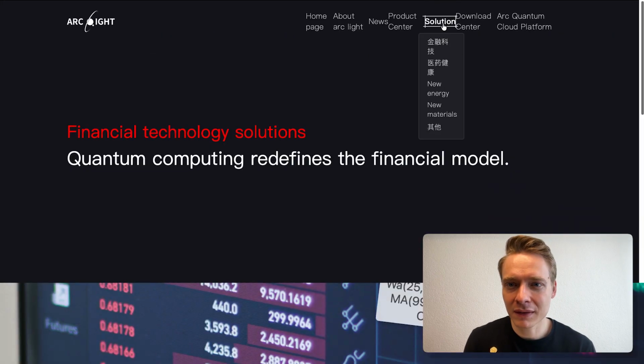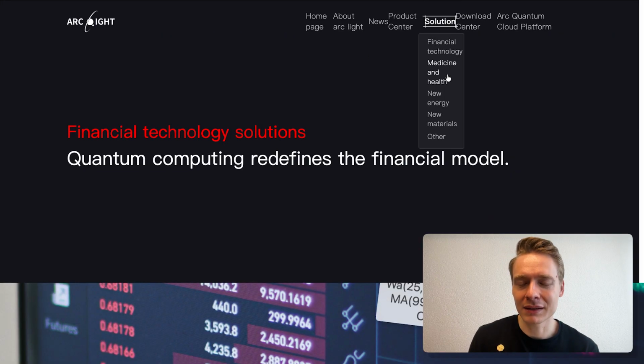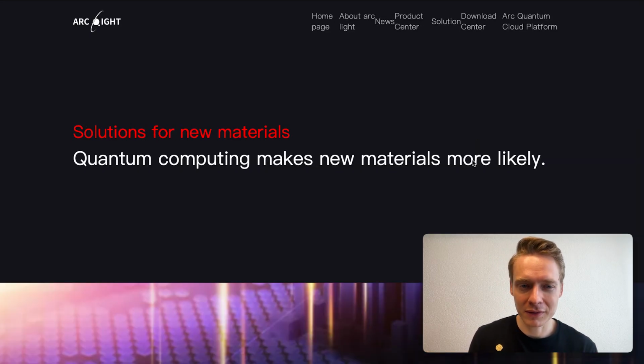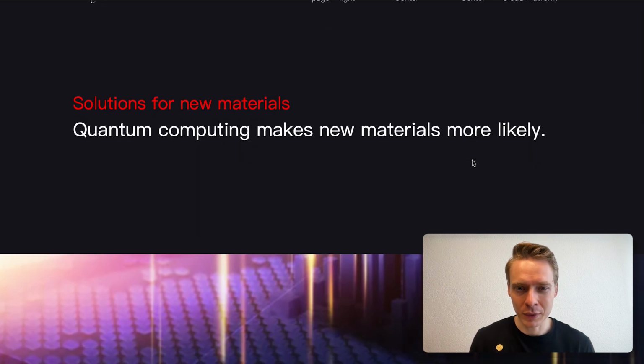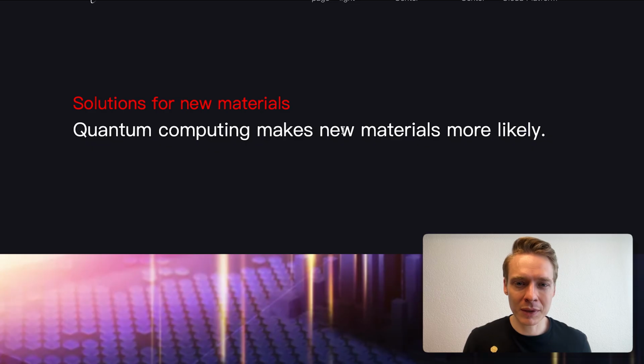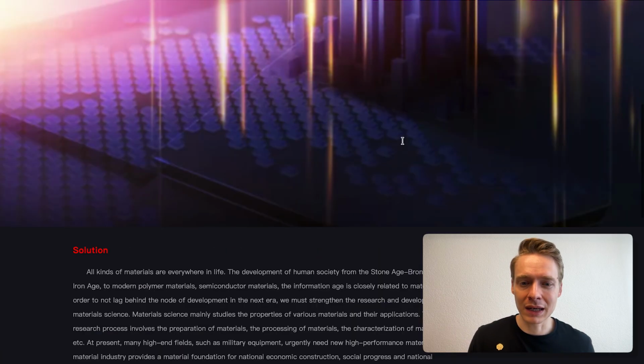Other categories that are being targeted here are medical and health, new energy, new materials, and other. Let's quickly check out the new materials as well, because I think that could be an interesting one for quantum computers, where we might see some interesting progress in the next time periods. So, solutions for new materials. Quantum computing makes new materials more likely.